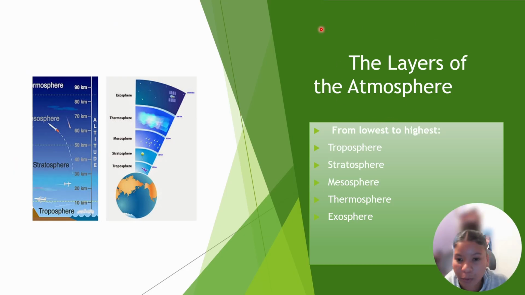So now we will unpack the different layers of the atmosphere. We're going to start from lowest to highest. The lowest layer of the atmosphere is the troposphere, then we get the stratosphere, then the mesosphere, thermosphere, and then exosphere. So right here I've inserted a little diagram to give us a small visual of the layers of the atmosphere and where exactly it falls.